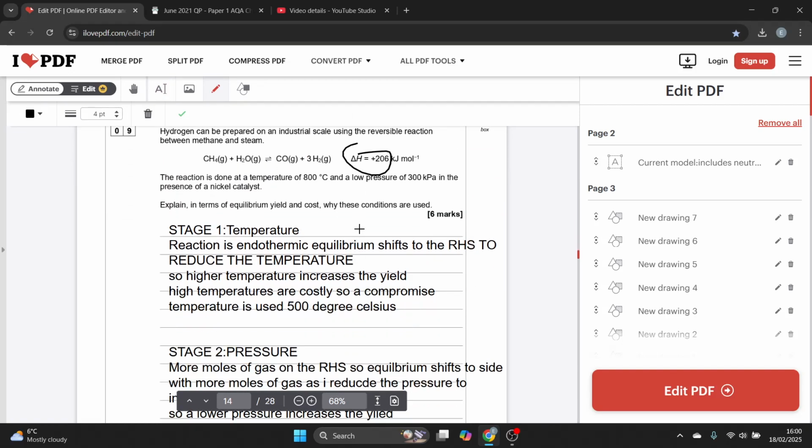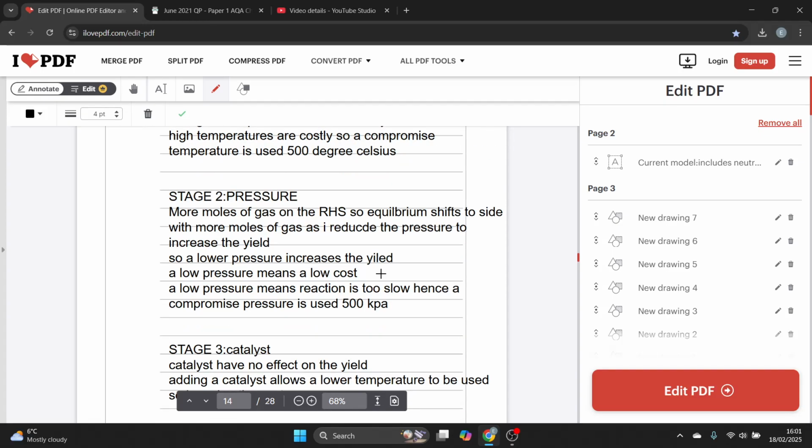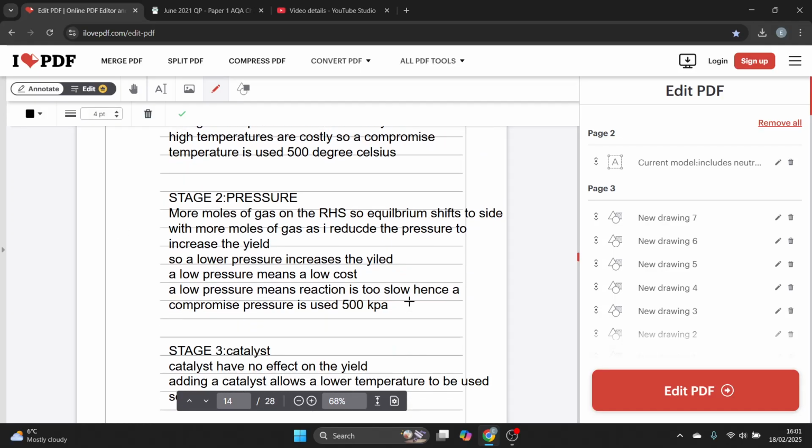The reaction is endothermic. More moles of gas on the right hand side, only 2 here. So the reaction is endothermic, equilibrium shifts to the right hand side to reduce the temperature. So high temperature increases yield. High temperatures, however, are costly, so a compromise temperature is required. As for pressure, low pressure means high yield, it increases the yield.